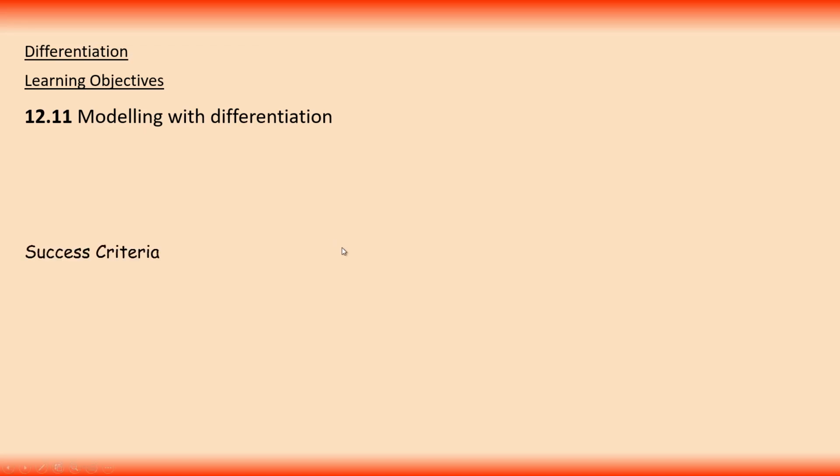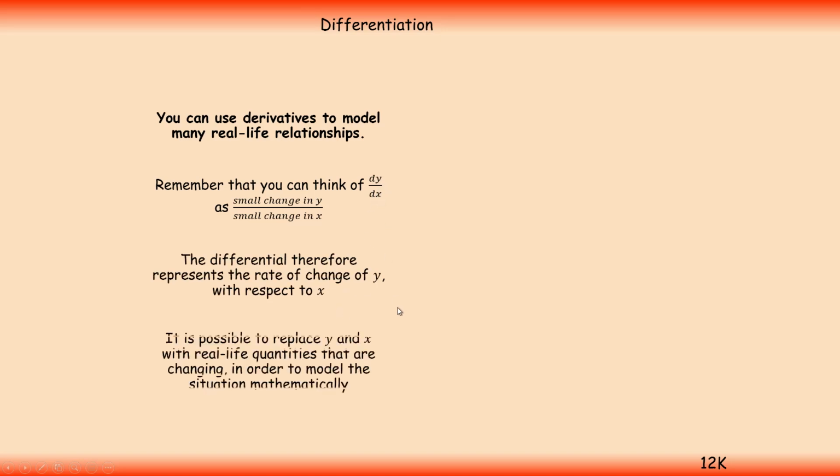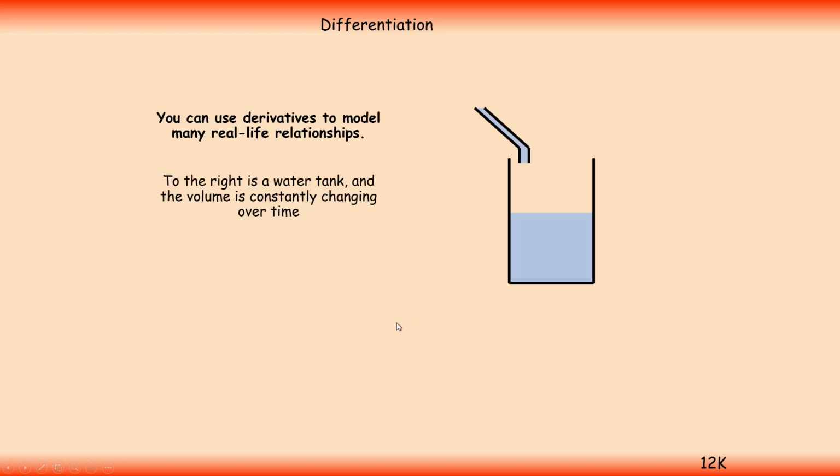Right, so modeling with differentiation is going to be the last topic we look at in differentiation. And so dy over dx, or a change in y over a change in x, what we're really looking at though is the rate of change of one quantity with respect to the other. So it's the rate of change of y with respect to x. Now we can replace these quantities with real life quantities and then use that to model a real life situation. So instead of y and x, we can use two completely different quantities that are related to each other. Let's have a look at this example here.